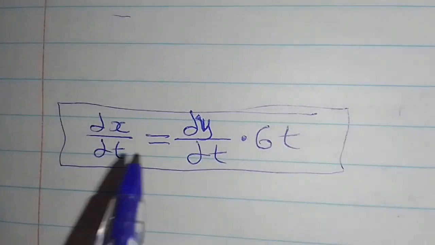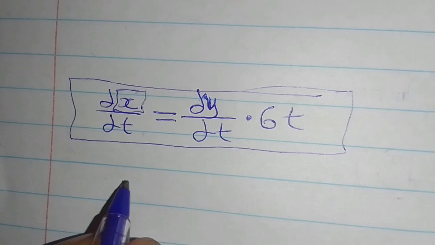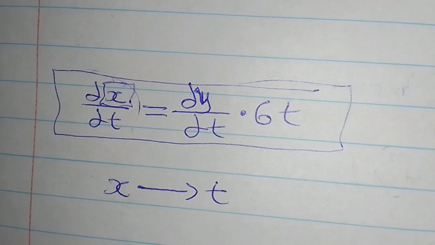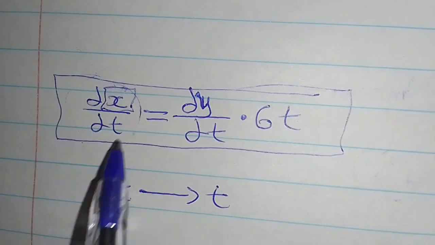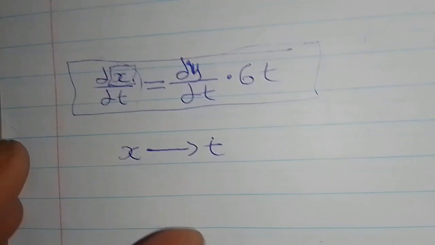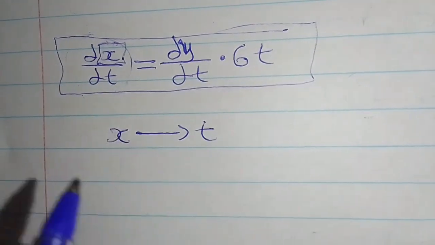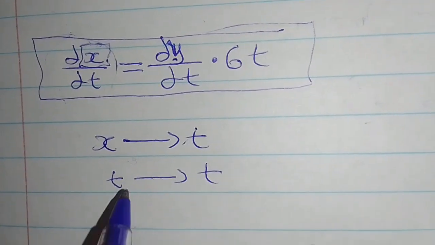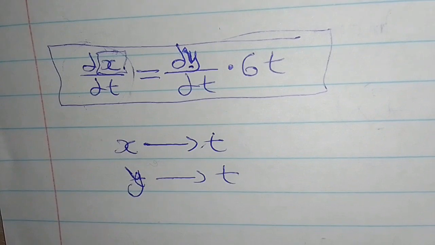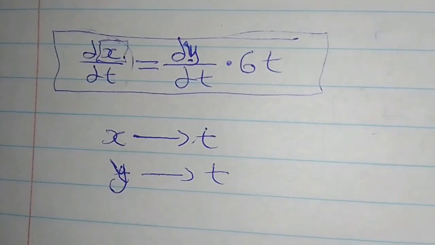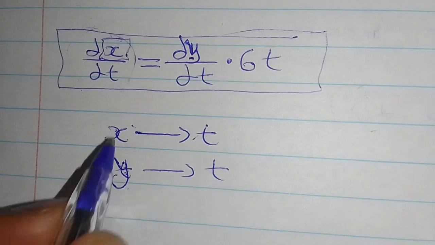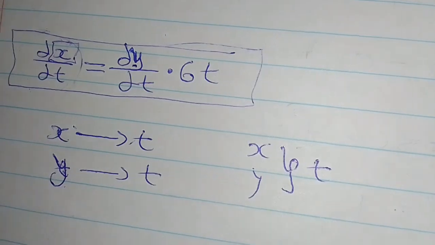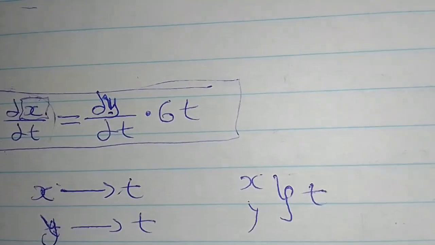Let's look at it. Suppose that we are looking at our function x here. From this side of the equation, it says that x depends on t. But if you look at the other side of the equation, it says that y depends on t. And if y depends on t, what does that imply? It means that both x and y rely on t. They technically both depend on t.